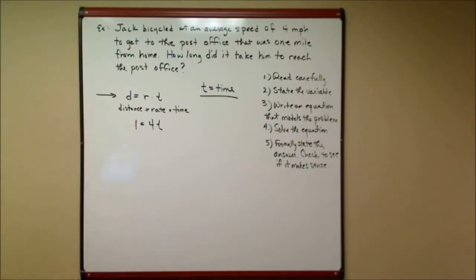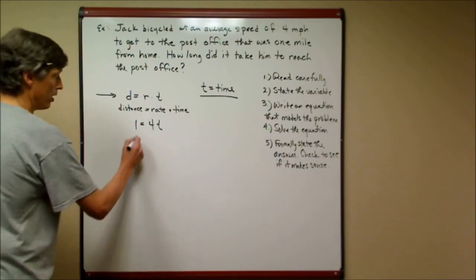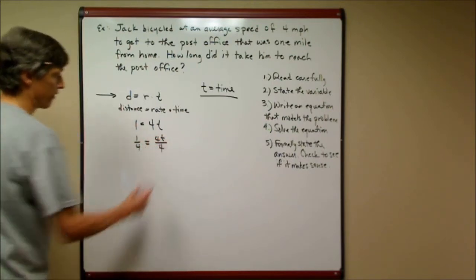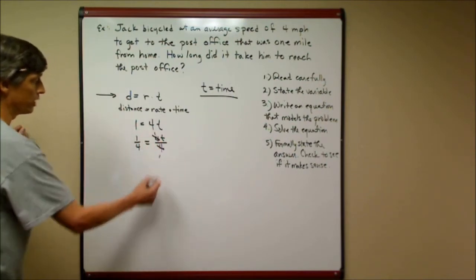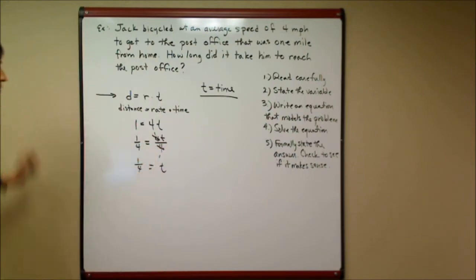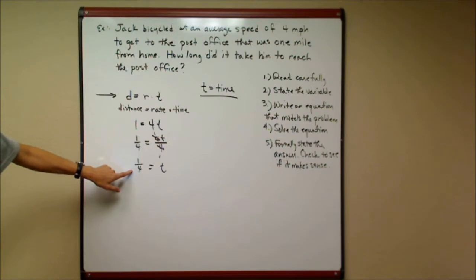Now I'm going to solve this equation. My variable, my unknown is t. It's being multiplied by 4. The inverse would be to divide by 4. So I'm going to divide this by 4, and I'm going to divide this by 4. Now I'm going to get a fraction. I haven't gotten a fraction yet. In an equation, the 4's cancel on the right, and I get 1/4. Now this is 1/4 time. Day, hour, year. Well, since this was in miles per hour, this is 1/4 of an hour.